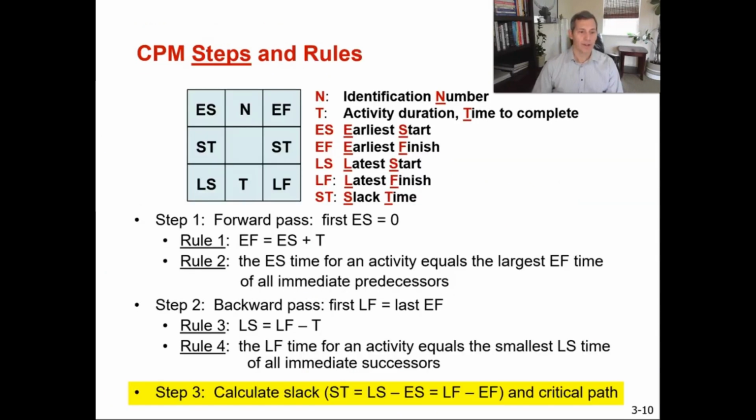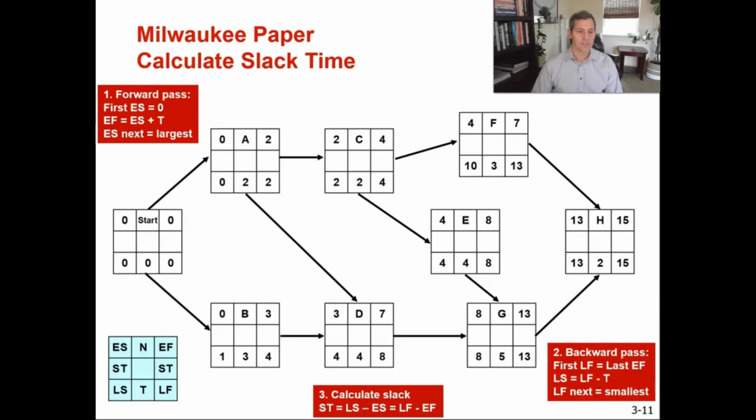Our last step, we're going to calculate the slack. Calculating the slack is pretty quick. We're going to take LF minus EF and LS minus ES. So let's start with the start. 0 minus 0 equals 0. Now let's go to A. 0 minus 0 equals 0. 2 minus 2 equals 0. Now let's go to B. 1 minus 0 equals 1. 4 minus 3 equals 1.